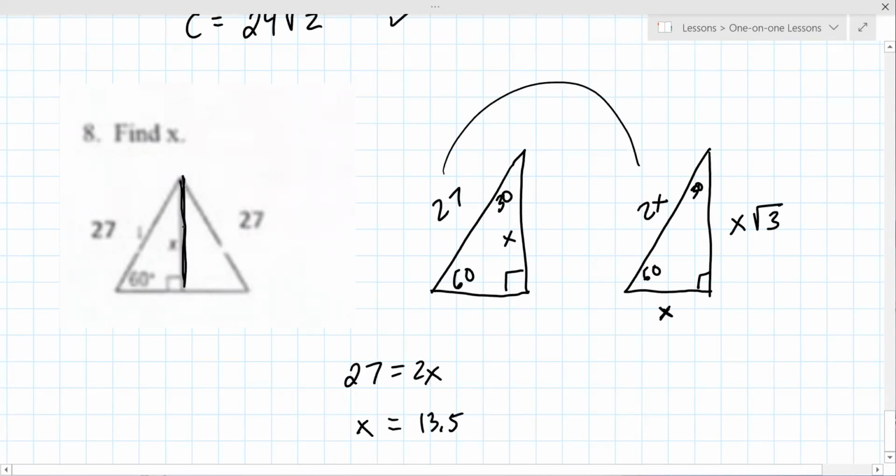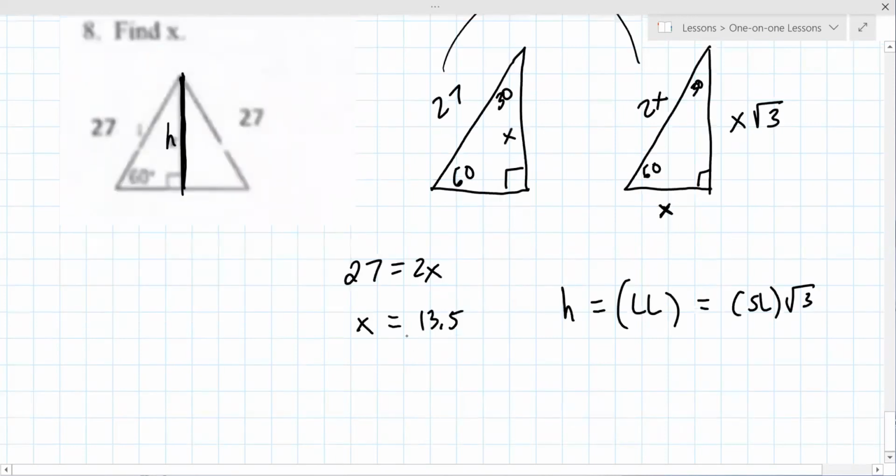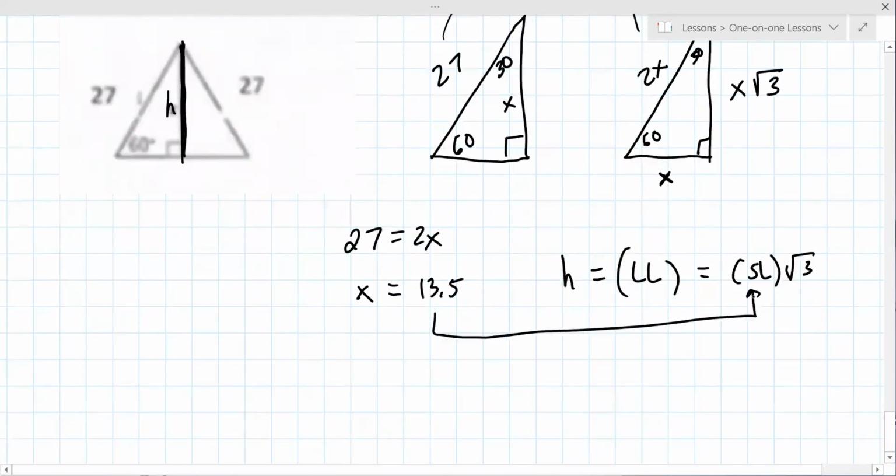But that's not what we're asked to find here. What you're asked to find is this height here. This height is the long leg of the triangle. The long leg is the short leg times the square root of 3. The short leg in this case is 13.5. So the height there, the x that they're asking you to find, is 13.5 times the square root of 3.